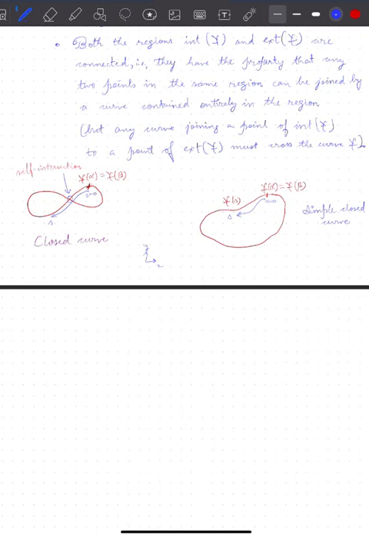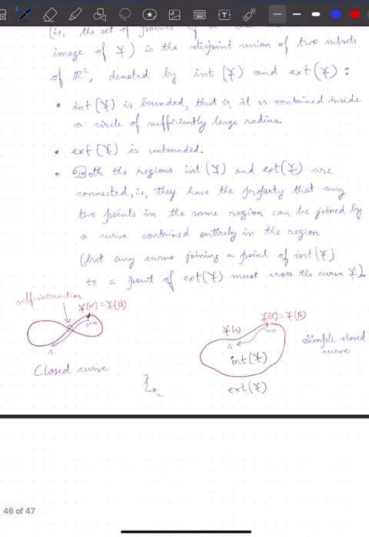Some arbitrary origin. So what we see is that this curve divides the entire R2 into two regions. This is region 1, which is interior to gamma vector, and this is the exterior to gamma vector. Now you see, right? That's what we are talking about.